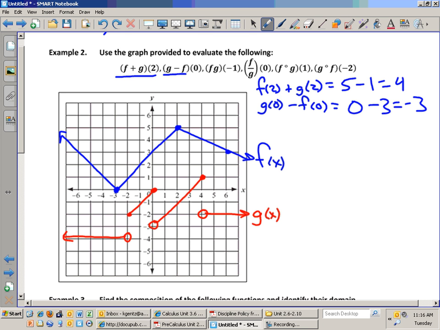And then I got f times g of negative 1. So that'll be f of negative 1 times g of negative 1. Wrote it backwards, sorry. What's g of negative 1? Negative 1. What's f of negative 1? 2. So I get negative 2.